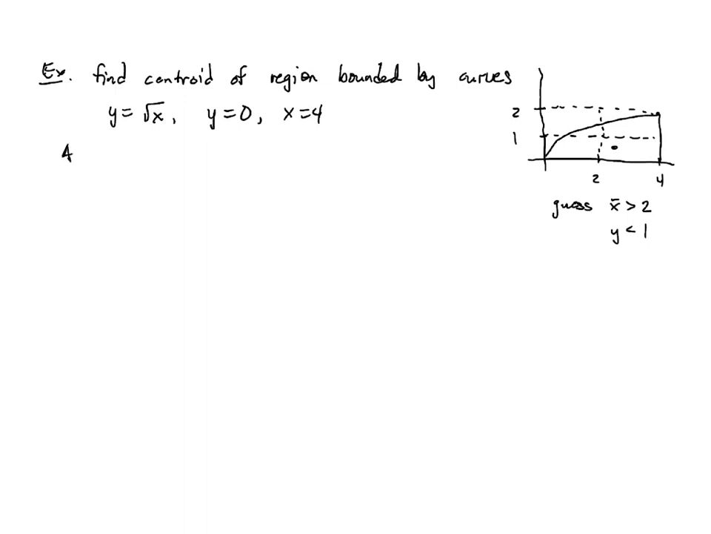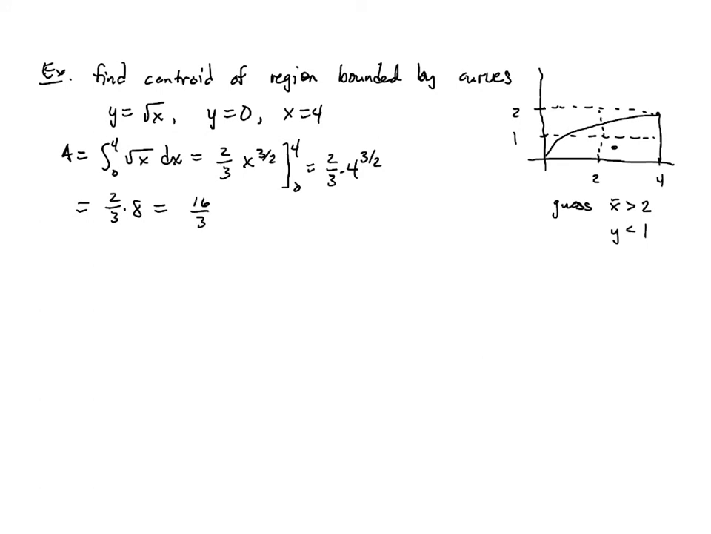So the area, integral 0 to 4, square root of x dx. Square root of x is x to the 1/2, so the integral there is 2/3 x to the 3/2. Evaluate it from 0 to 4, so 2/3 times 4 to the 3/2. Square root of 4 is 2, 2 cubed is 8, so we have 2/3 times 8, or 16/3 for the area.